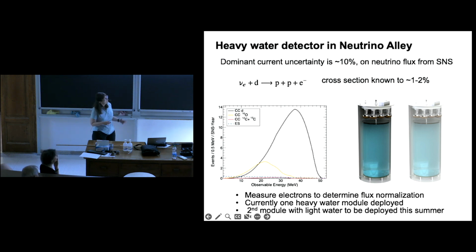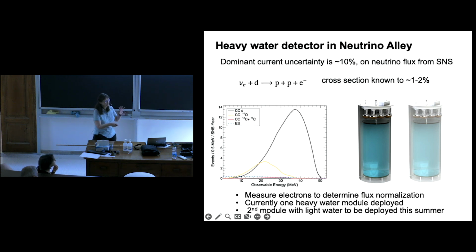Our current dominant uncertainty on all of our measurements so far is the uncertainty on the neutrino flux normalization. We know the shape of the spectrum very well, but the normalization has about 10% uncertainty. If you can measure the flux with a well-known cross-section, that will reduce the flux uncertainty for all of our detectors. We have one heavy water detector deployed with some data in the can, and it is being redeployed this summer, along with a light water module.